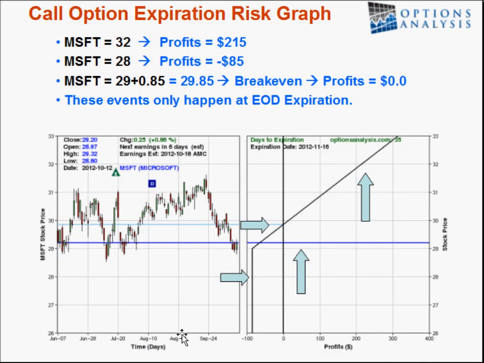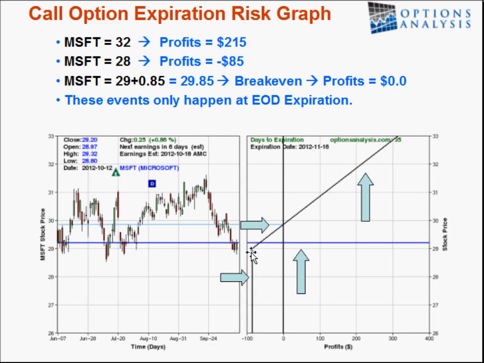Let's take these two numbers we've got so far and start to try to create an expiration risk graph of this call option. Well, we got the point when Microsoft is at 32 at expiration. We get a profit of $215 shown by this blue arrow right here, $215. That's this point. We know at 28 our loss is going to be $85, shown by this point right here. Well, based on our loss calculation, we know that for literally all Microsoft prices below 29, it's going to be a loss of $85. So we can draw that horizontal line from 29 downwards.